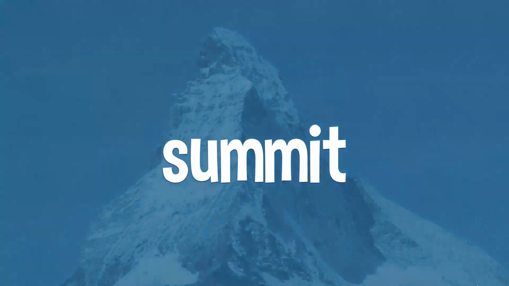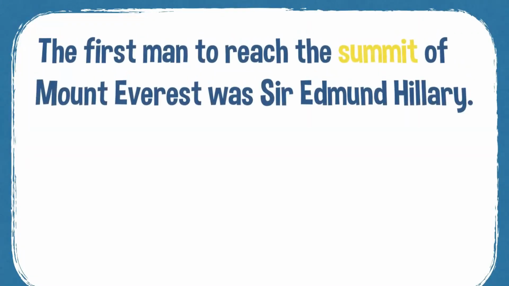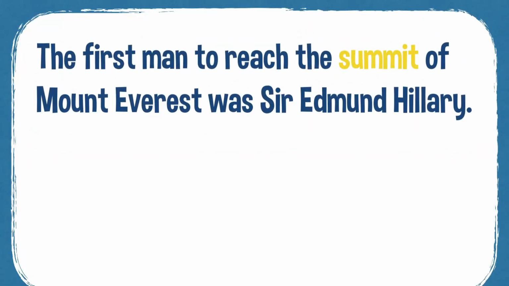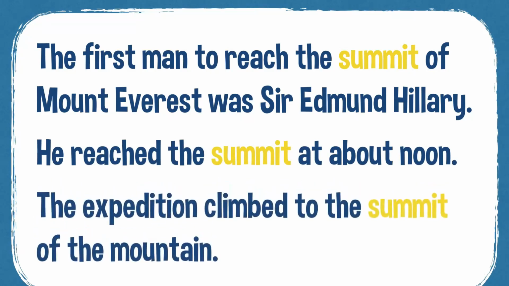The next word is summit. The summit of a mountain or a hill is the top of the mountain or a hill. This is the summit of the Matterhorn. It's the very top. So the first man to reach the summit of Mount Everest was Sir Edmund Hillary. He reached the summit at about noon, and the expedition climbed to the summit of the mountain.